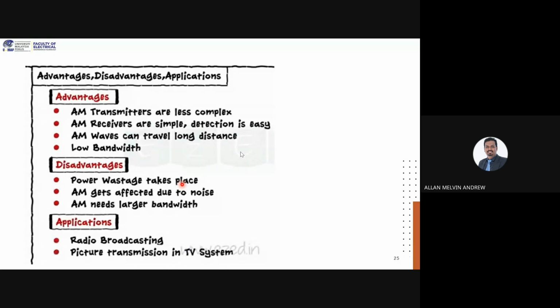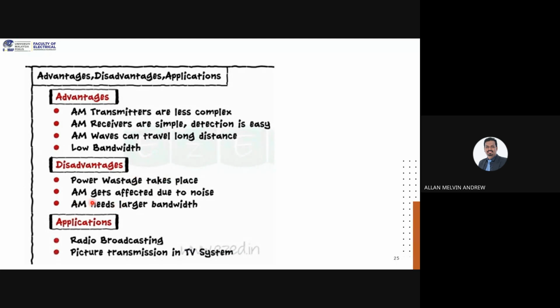So there can be a lot of high voltages involved, and it can be because of amplification and losses in between, losses in terms of heat generated or insufficient antenna matching or tuning, so heat dissipation. So all these will cause a power wastage to take place. Okay, so AM is not much preferred in that sense.